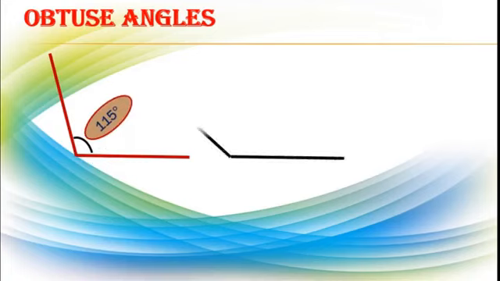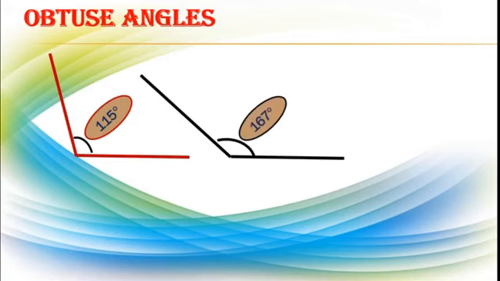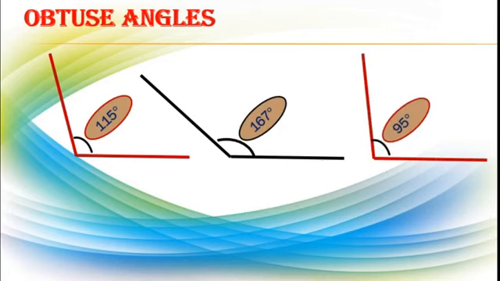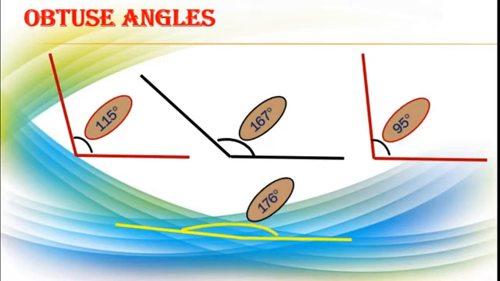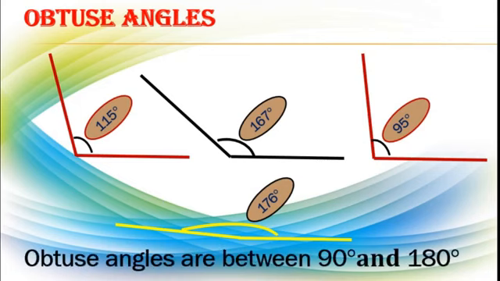See, this is 115 degree. This is of 167 degree. And see, this is 95 degree. And see this. This is of 176 degree. Correct? All these degrees or all these angles are between 90 degree and 180 degree. So these are called obtuse angles. Okay?